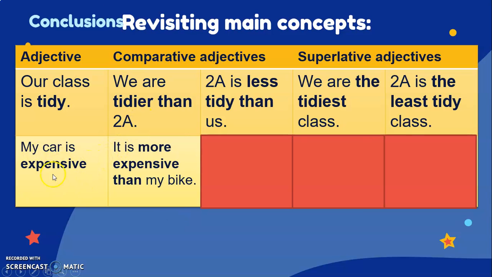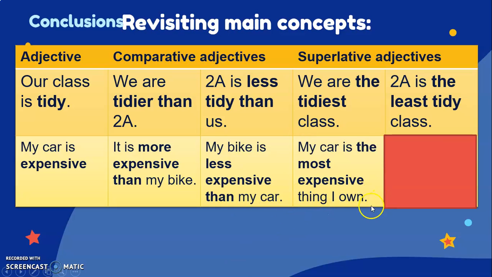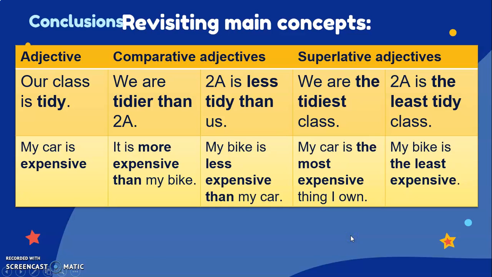What if the adjective is a long adjective here, expensive? So I can say my car is expensive. It is more expensive than my bike. My bike is less expensive than my car. Superlative form, my car is the most expensive thing I own. And my bike is the least expensive thing I own.